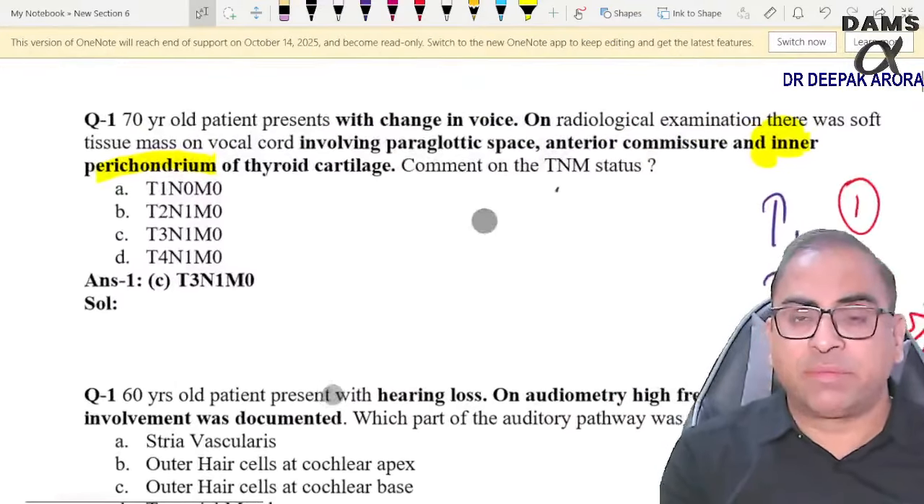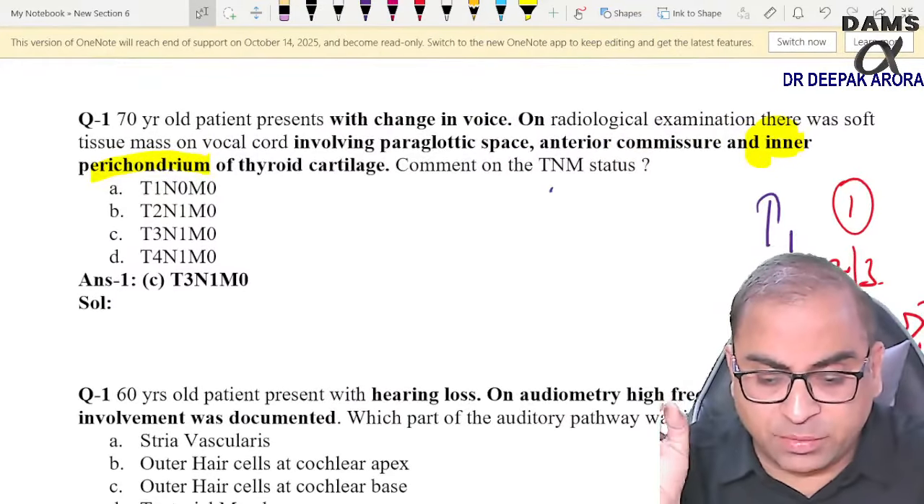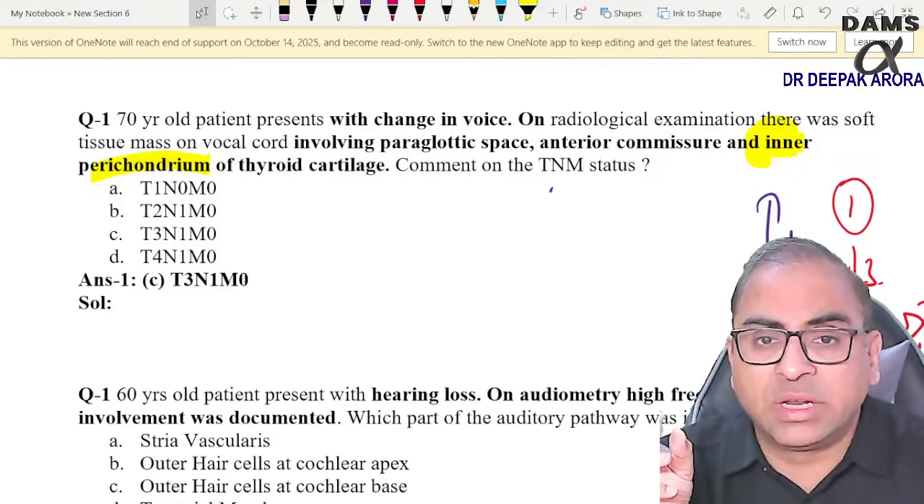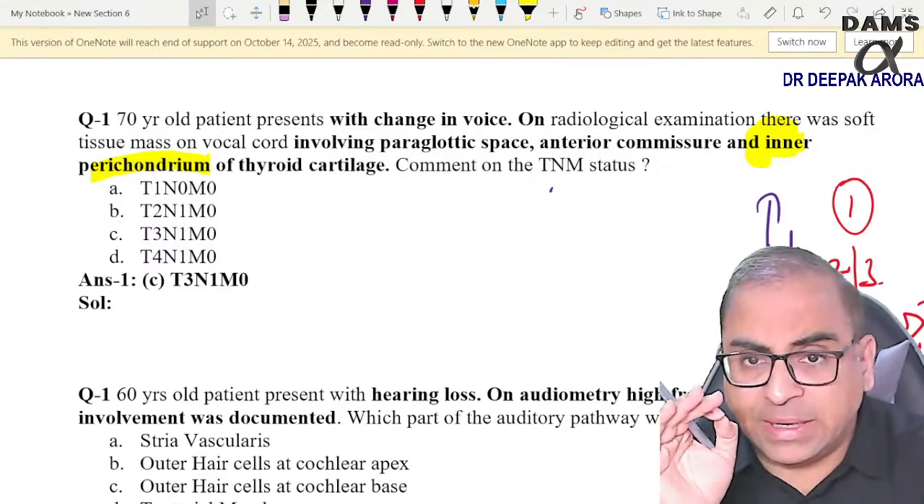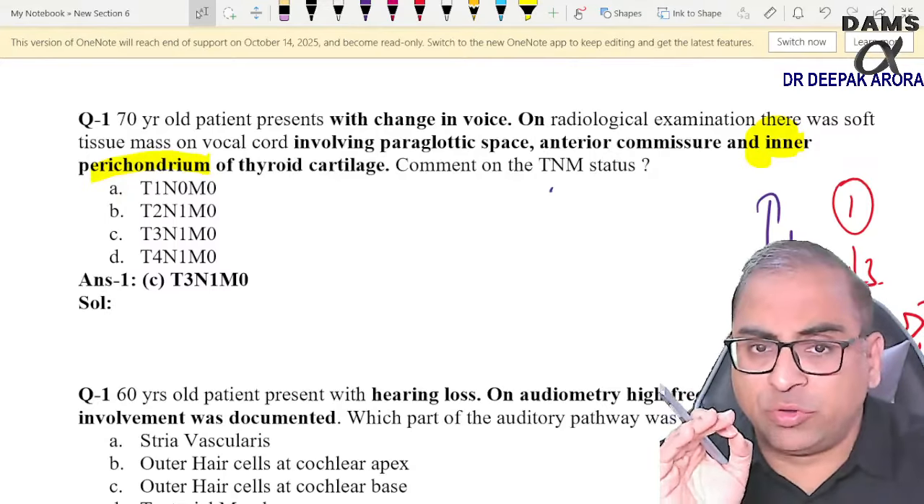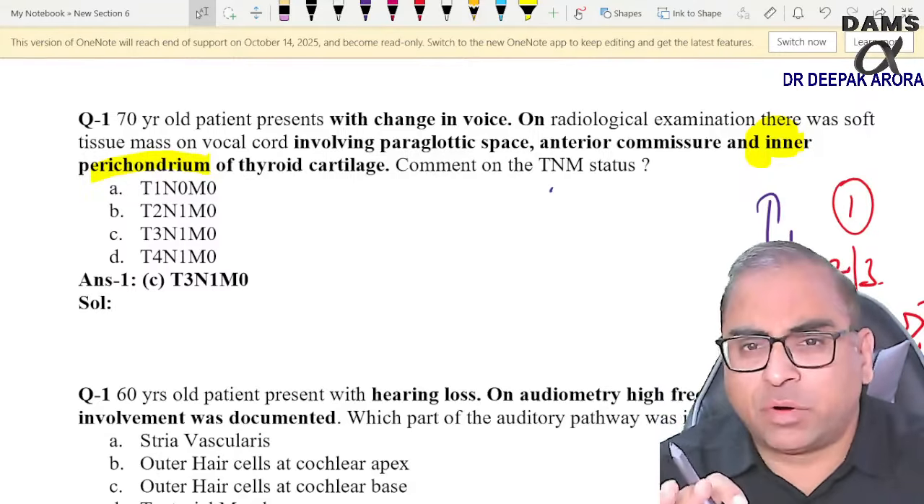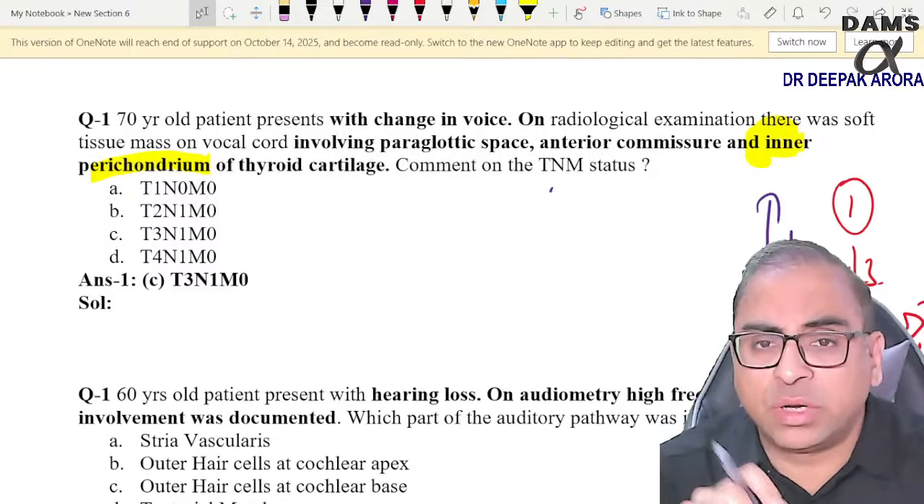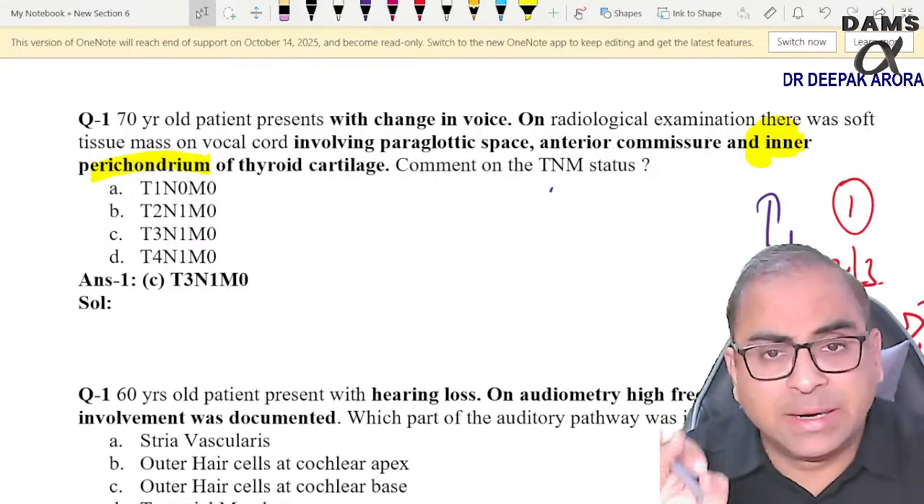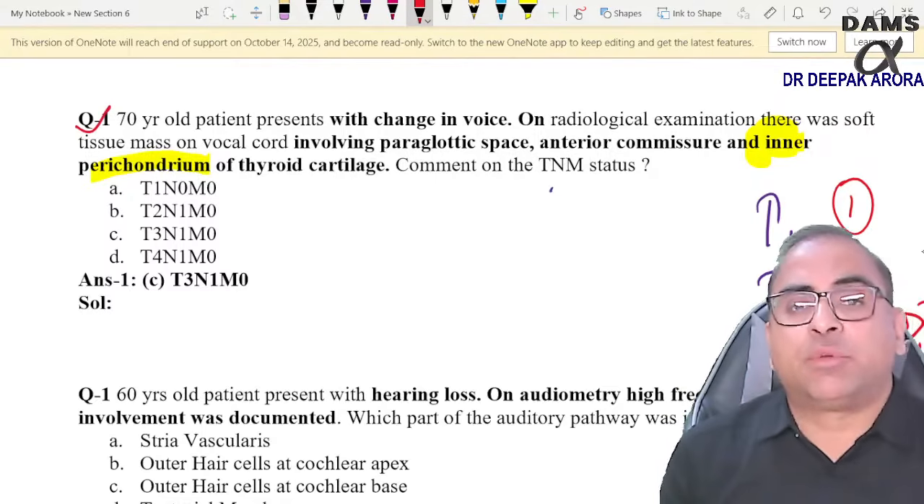The examiner has given you paraglottic space. Everybody should reply. What should be the best answer here? Answer should be T3 now. Clear? T1, T2 is ruled out. T3, and all the choices were straightforward. They have not confused you in the nodal status or in the metastasis. Done. So this CA larynx, very important, carcinoma larynx.